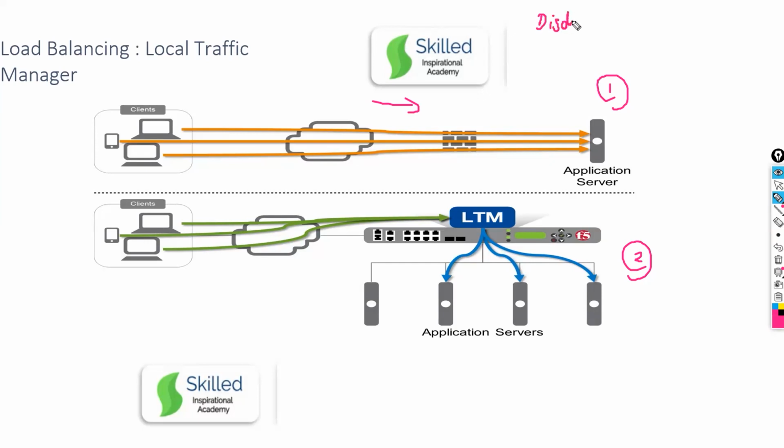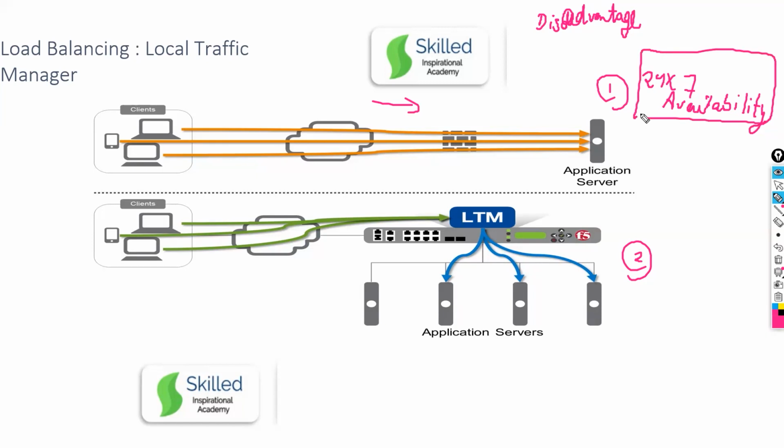The disadvantage is if the server goes down, the user will not be able to access the application or website. So, can I say that 24 into 7 availability is not possible here? Yes. What is the second disadvantage? The second disadvantage is if any server goes down, you will not get an alert. You have told me that if any server goes down, there is no backup. Yeah, there is no backup.